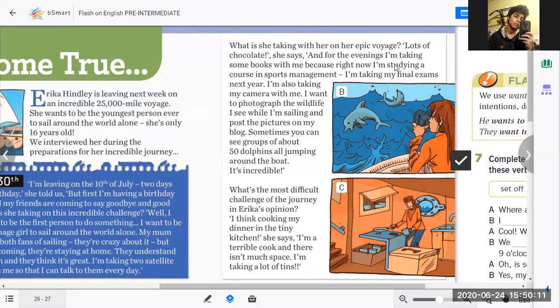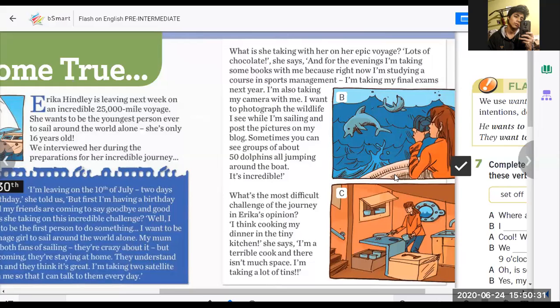What is she taking with her on her epic voyage? Lots of chocolate, she says. And for the evenings, I'm taking some books with me, because right now I'm studying a course in sport management. I'm taking my final exams next year. I'm also taking my camera with me. I want to photograph the real life I see while I'm sailing and post the pictures on my blog. Sometimes you can see groups of about 50 dolphins all jumping around the boat. It's incredible.